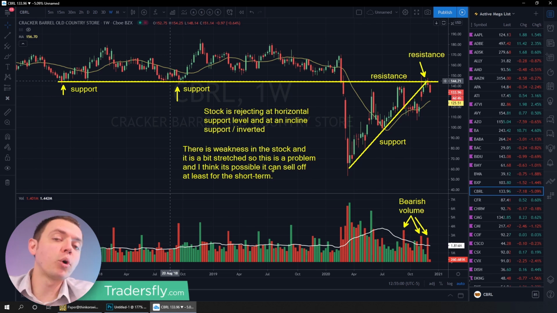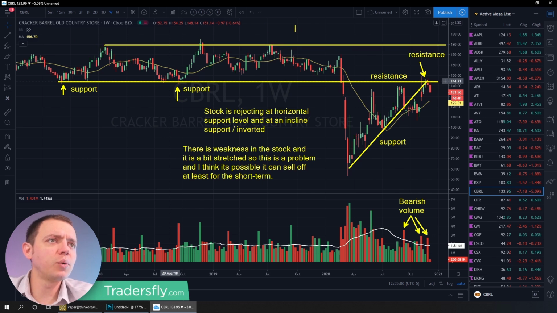So this is a problem, and I think it's possible it can sell off at least for the short term. So be a little more careful with this one. It's got a little bit of damage to it, and that could be a little bit of an issue. If it does break through, I'd still watch the 180. This will also be a little bit of resistance right up here at this overhead level.